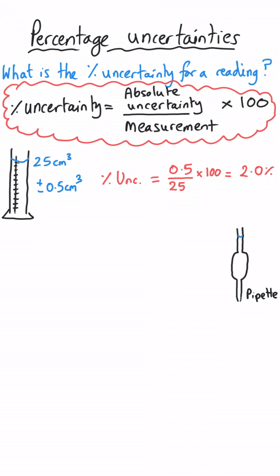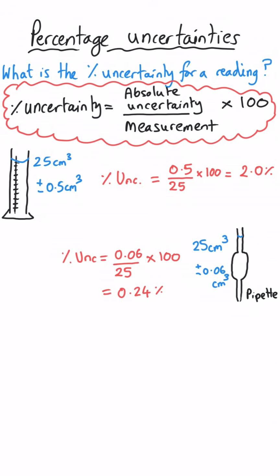And then as a second example, if we took a pipette and we measured the same volume, 25 cubic centimetres, this time the absolute uncertainty is plus or minus 0.06 cubic centimetres, so far better. We then divide it by the measurement, 25 still, because we're measuring the same volume of solution, and then multiply it by 100, and that gives us 0.24% uncertainty. So you can see from just these two examples that the selection of equipment is really important in terms of reducing that percentage uncertainty and helping us to be confident that the value that we are measuring is correct.